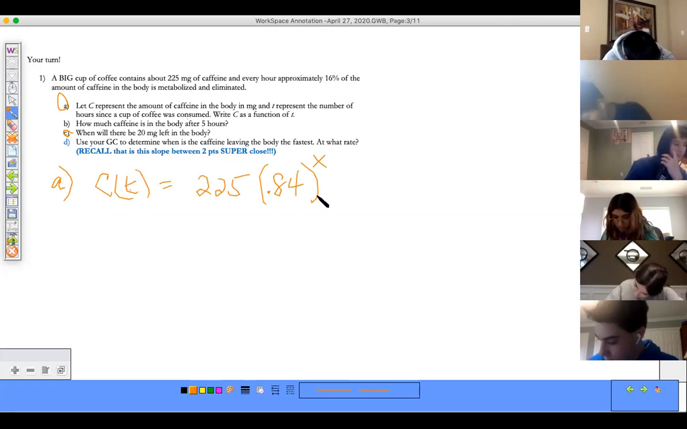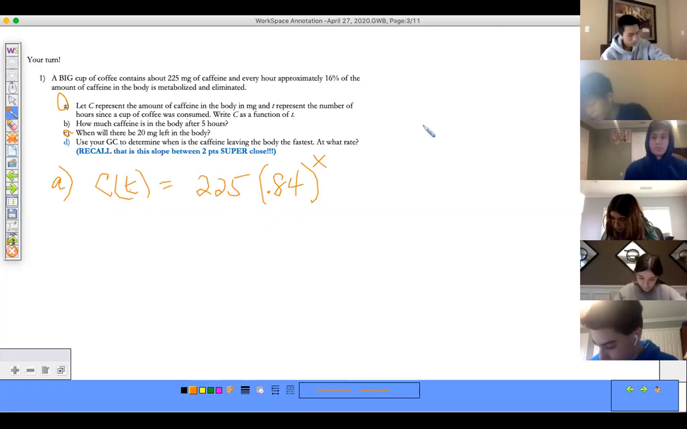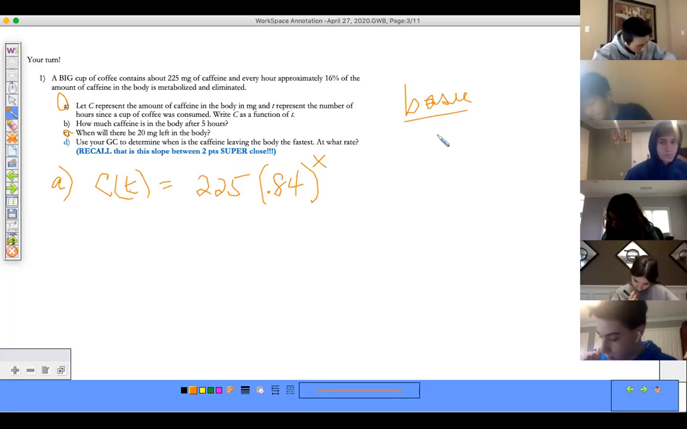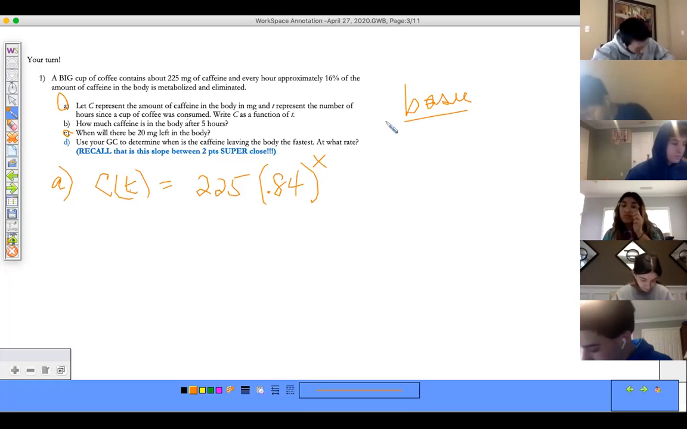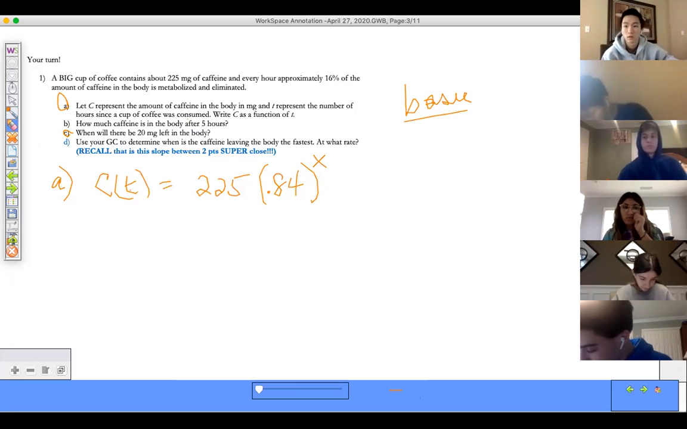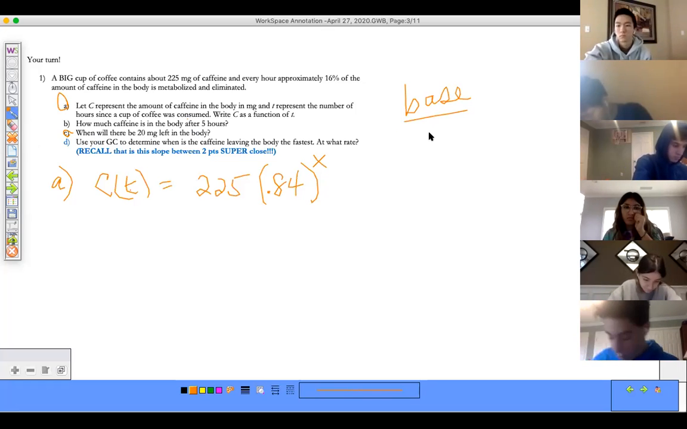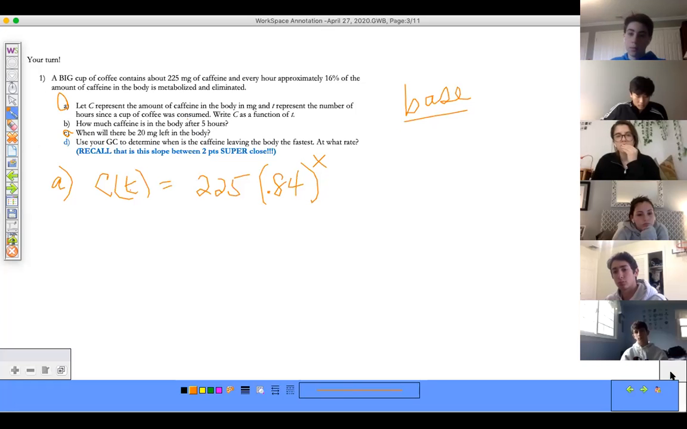We've done these problems as far as setting up exponential functions, so I don't want to go absolutely nuts. So here, what is the base? Jonah, what is my base? I'm waiting for you to tell me what is the base of this function, meaning the base of the exponent. Jonah? George?